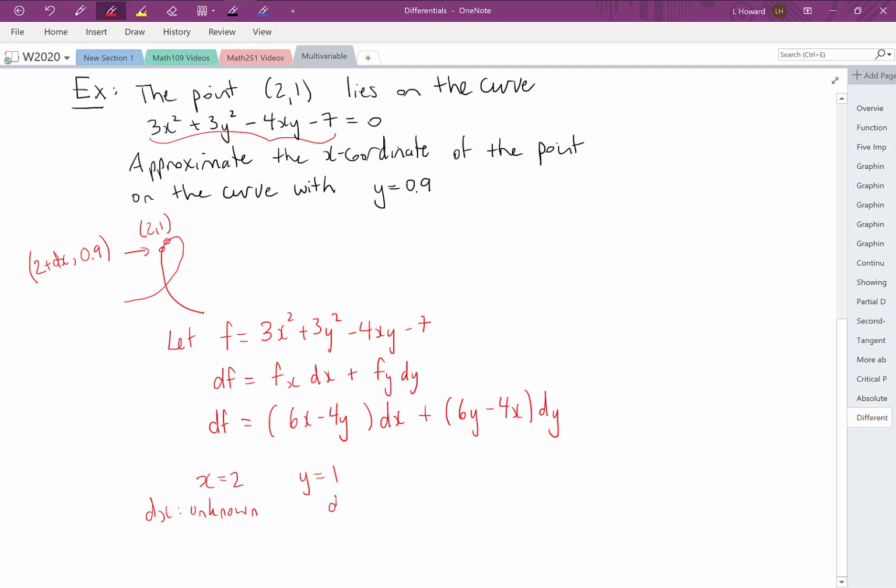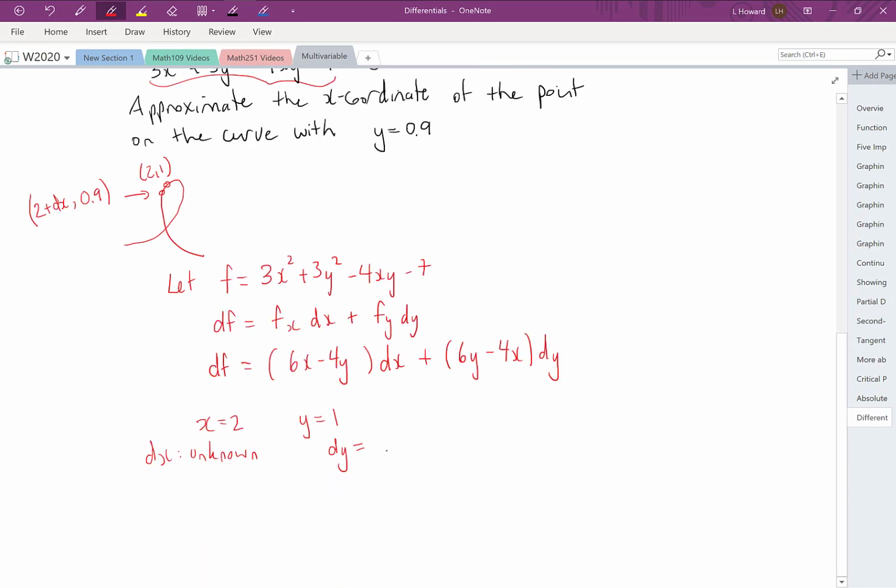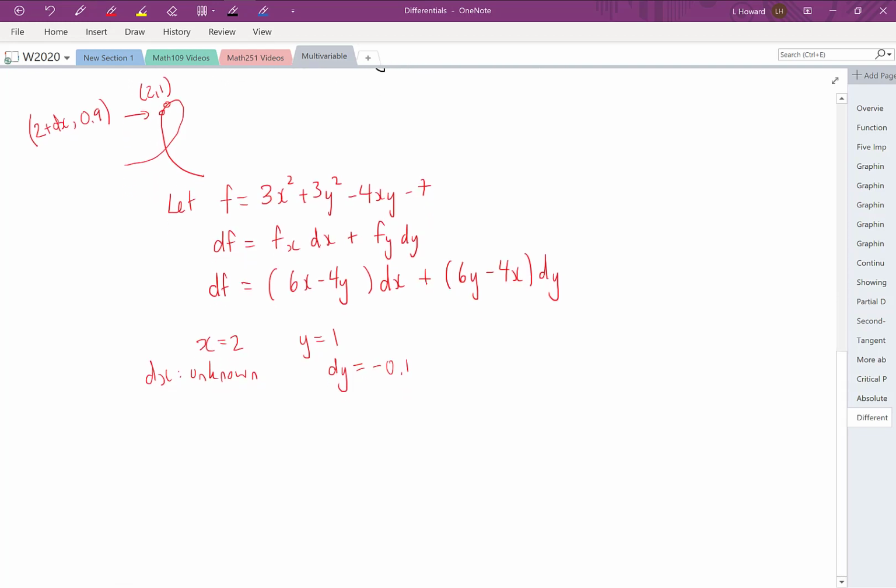And if we think about dy, well, it's the change that we experience as we go from 1 to 0.9. So it's going to be our new coordinate minus our old coordinate. So 0.9 minus 1, which is negative 0.1. Great. Okay, and then from there we need to think about the value of df. So let's actually start that by thinking about delta f.